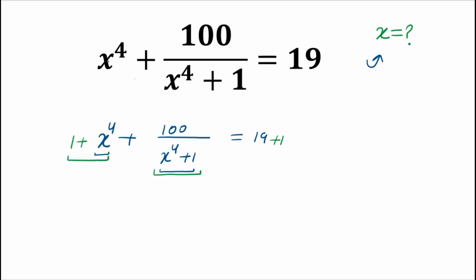Now let's apply substitution. If we substitute x^4 + 1 equals m, then in the left hand side this expression is replaced by m, plus 100 over x^4 + 1 is replaced by m, and this equals 19 plus 1, which is 20. In the left hand side, m plus 100 over m, and this equals 20.